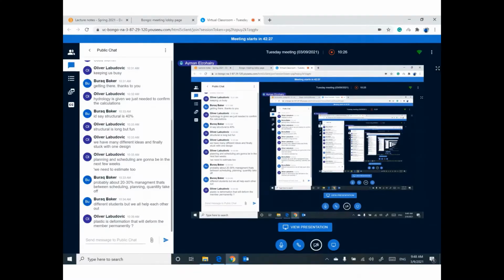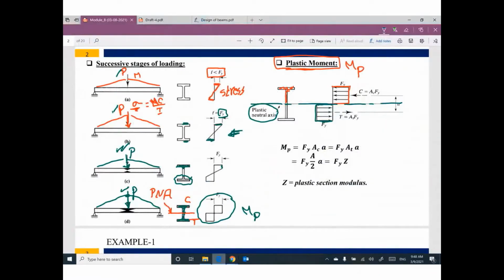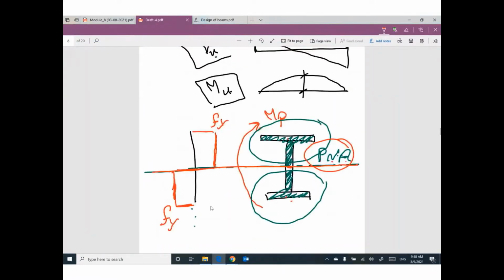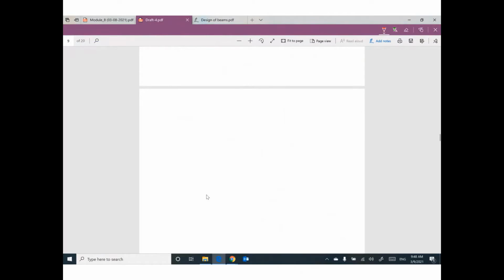Yes, okay, let me explain it in more detail. If you go back to the previous semester, I told you that if you draw a stress-strain curve, the relationship between stress and strain for steel, you can find it like this.